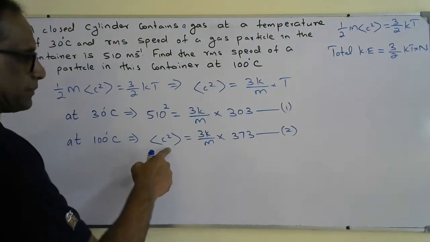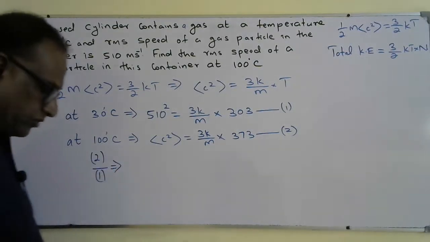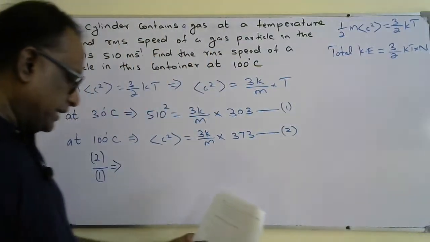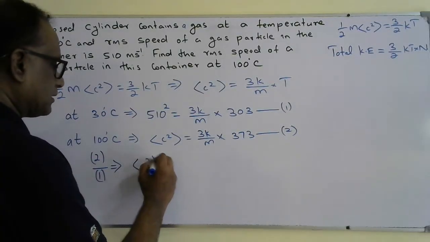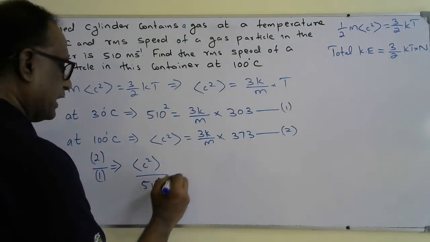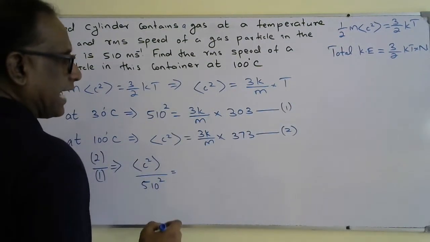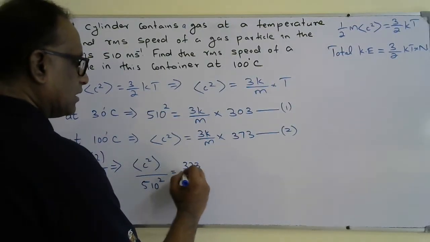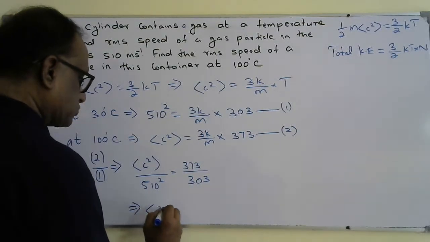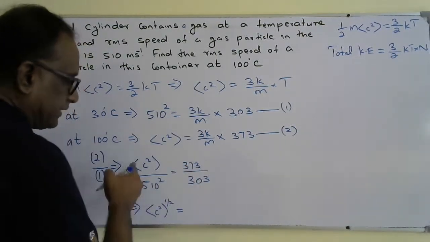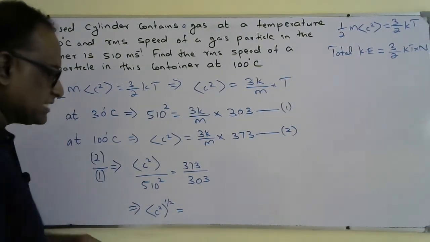Okay, so we need to find the r.m.s speed. So divide second equation by first equation and take the square root of it. So that's going to be like this: c squared over 510 squared is equal to, when you divide second equation by first equation, 3k over m, 3k over m will get cancelled. You will get 373 over 303. So from this, solve it and get the mean square, root mean square speed. Solve it and take square root of it. That will be 566 meter per second.